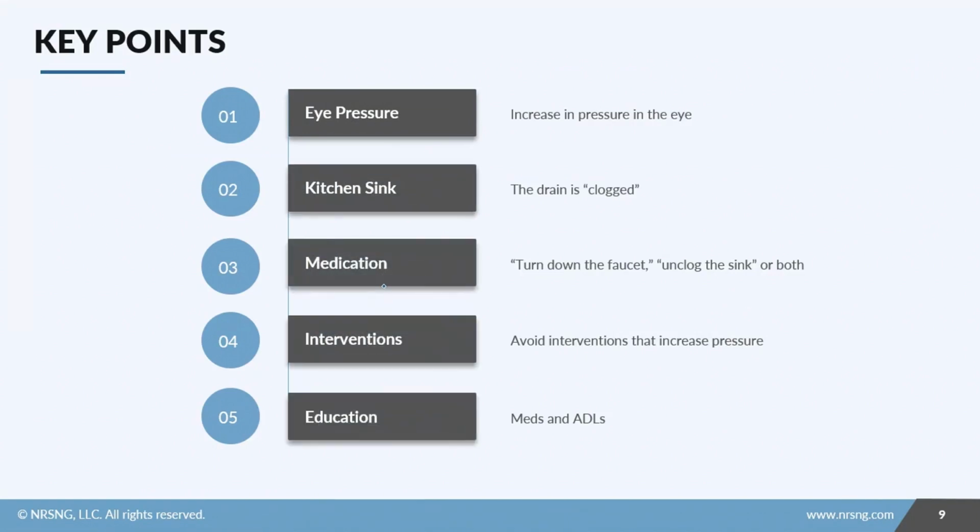All right, now quick recap. Remember, glaucoma is about the increased pressure inside the eye. Increasing that pressure can cause vision changes, vision loss, and retinal damage. The eye is like a kitchen sink. So if you have increased pressure, you need to unclog that drain. Remember, medications can turn down the faucet, unclog the sink, or you can do both. As a nurse, you need to make sure that you are being mindful of interventions that can increase pressure inside the head or the eye. And lastly, with patient education, you want to make sure that they're staying compliant with their medications so that they can have long-term success with their glaucoma.